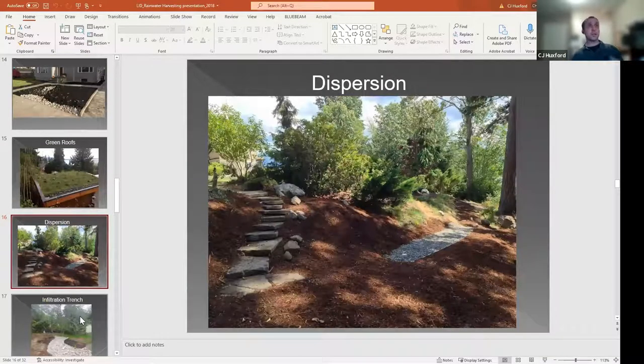So, dispersion. Dispersion is another example of managing stormwater runoff. And the dispersion system in this picture here is the clean rock that's down by the woods area. A dispersion is essentially a shallow trench that's been dug at a certain width and length. And you run downspouts, typically, or a catch basin into it. And then it spreads that water throughout the trench itself in that rock.